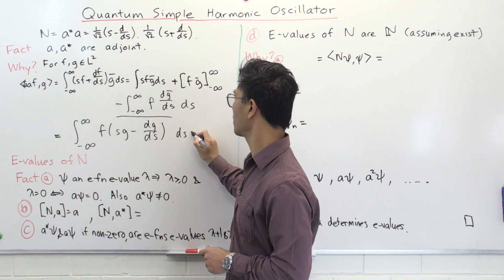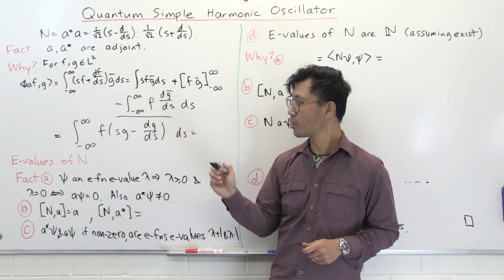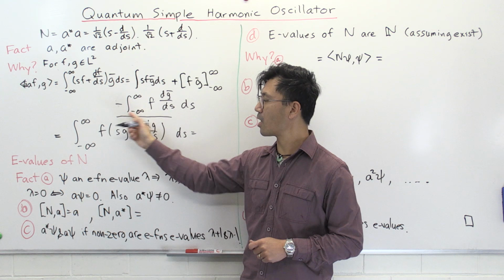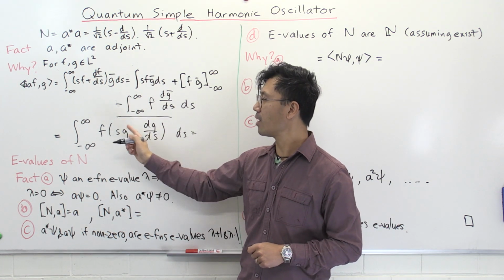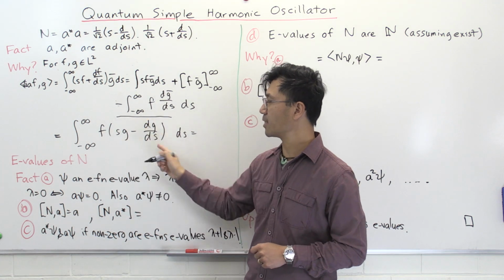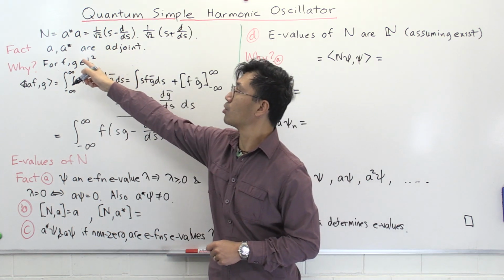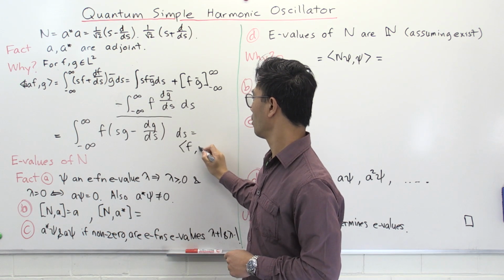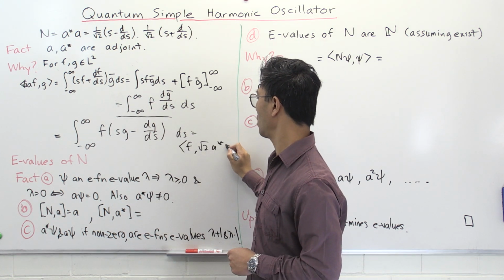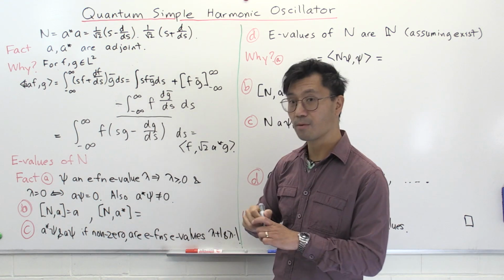And that's ds. And if you notice, what is this term underneath this conjugation symbol? You've just applied to this g the differential operator, s minus d/ds. And that was our root 2 times a star. So this is equal to the inner product of f with root 2 times a star of g.